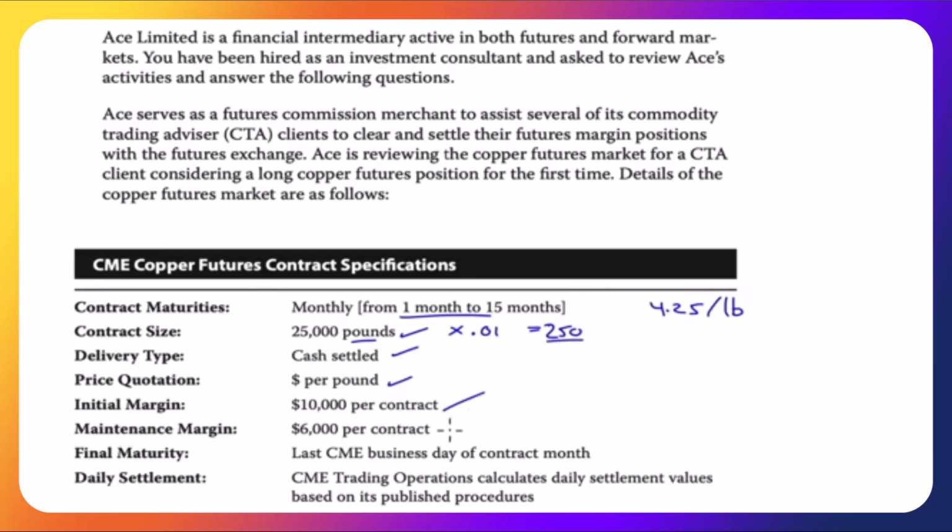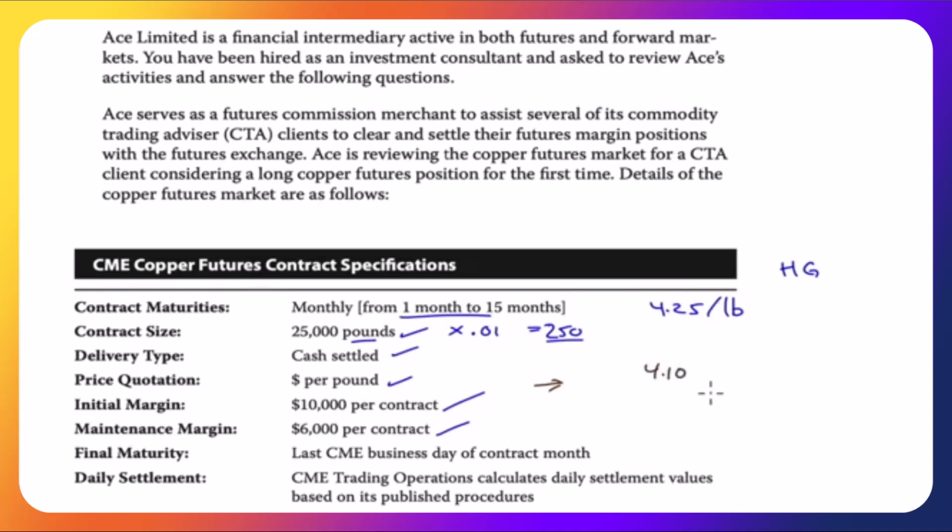Initial margin is 10,000, maintenance margin is 6,000 per contract. The ticker for this, if you're interested, is HG. What is missing from this description is the minimum increment. This thing does not move in pennies. It moves in tenths of a penny.